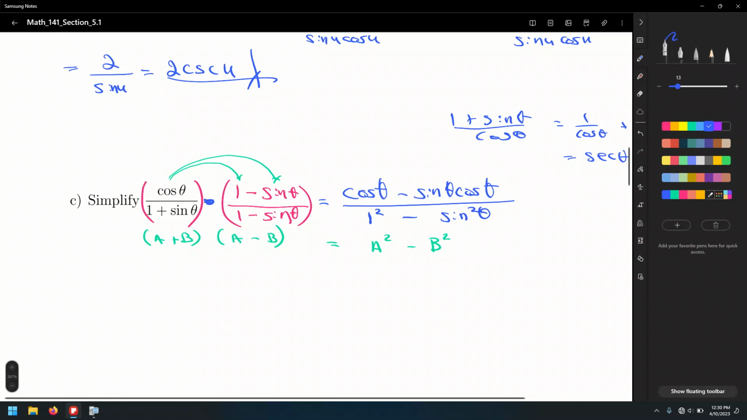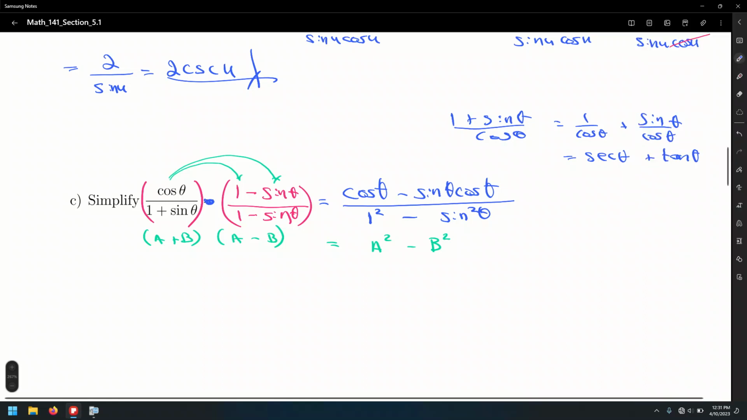Okay, what is 1 squared? Well, 1 squared is, come on, that's just 1. So that's cosine theta minus sine theta cosine theta divided by 1 minus sine squared. Alright, here is where knowing how to manipulate the basic identities is going to kick in. Okay, so check this out.